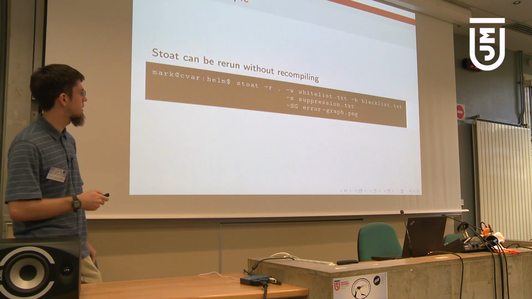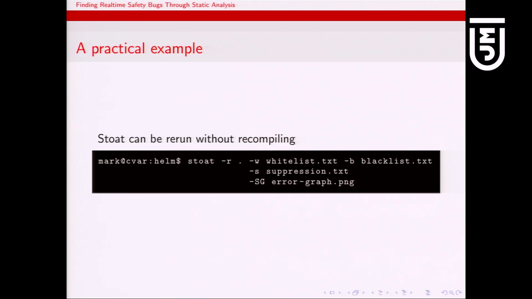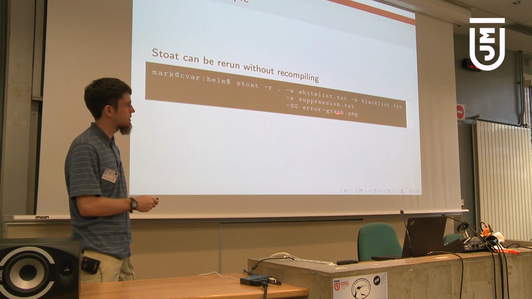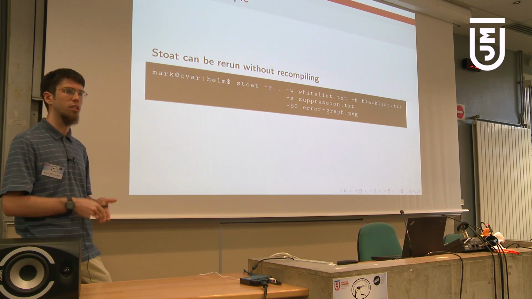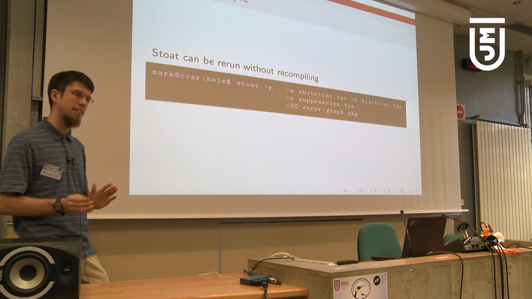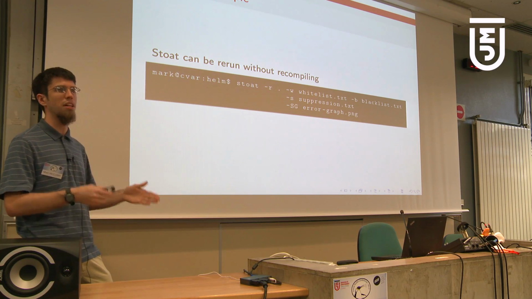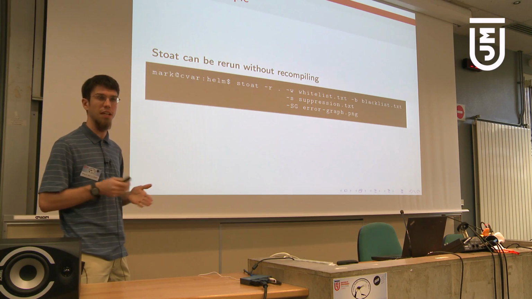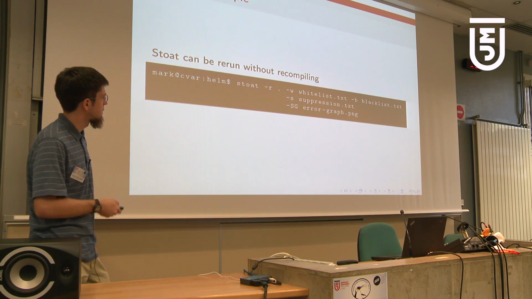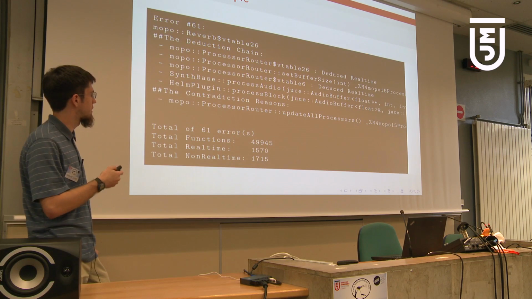Once we've done that, we can rerun Stoat. We don't have to regenerate any of the bitcode files because it all has the full metadata. We're just changing the annotations on top of that. We add the blacklist, the suppression list, and with this last line here, we can go from a textual representation of the errors to a graphical representation. And that, to me, as long as you don't have thousands upon thousands of errors, is a much more digestible form of it, at least in my opinion. So let's take a look at what happens when we run this.